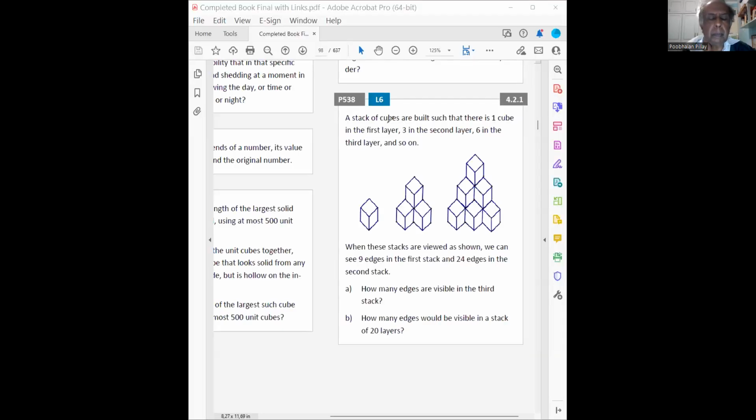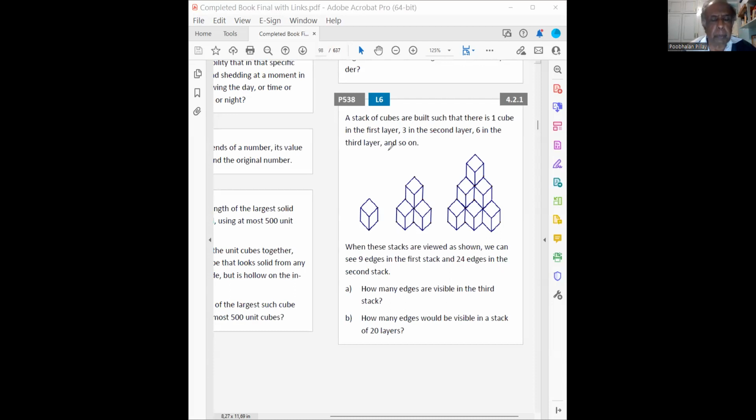You got 1, 2, 3, 4, 5, 6, 7, 8, 9. So you do see 9 edges in the first stack. My apologies. Let's just go back to this problem. I had the wrong screen there.